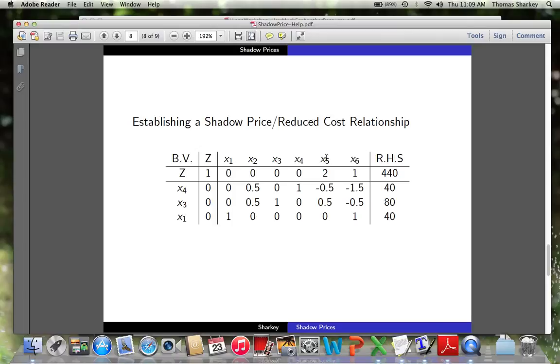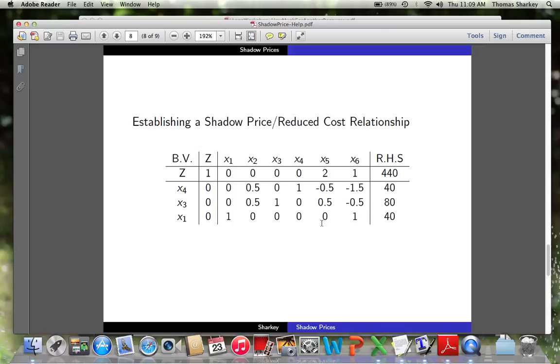This entire column for x5 corresponds to what will happen if we start increasing x5. Basically, what we're saying is if we increase x5 by 1, we decrease the objective function by 2, we quote unquote decrease x4 by minus 0.5, so really we're increasing x4 by 0.5. And then x3 decreases by 0.5, assuming we make a change of 1 to x5.